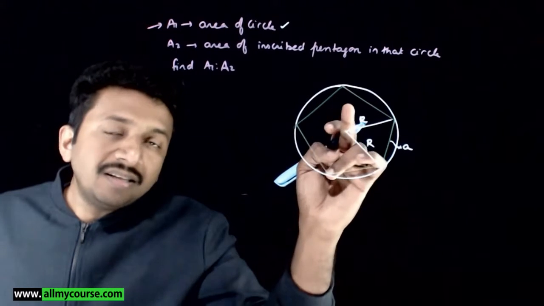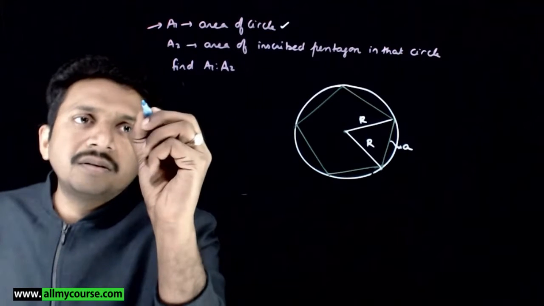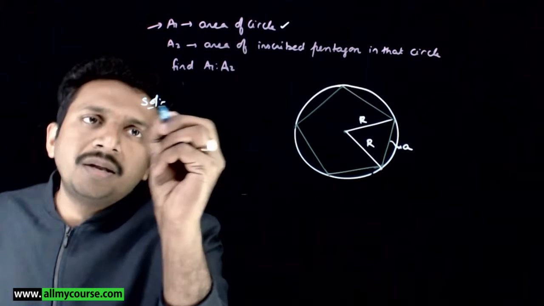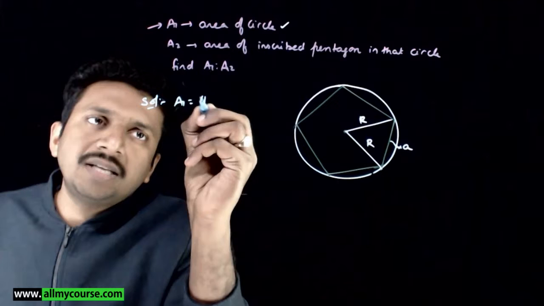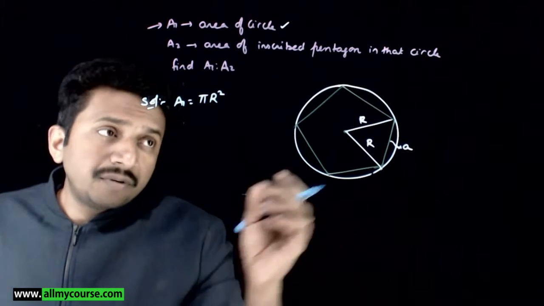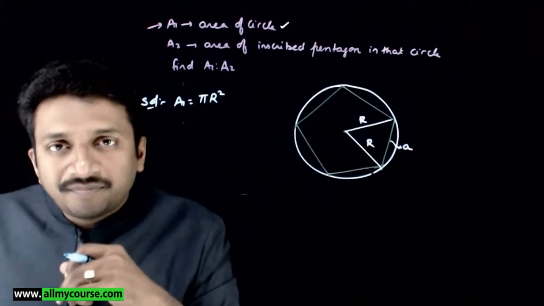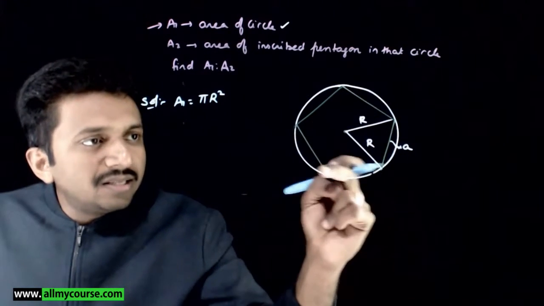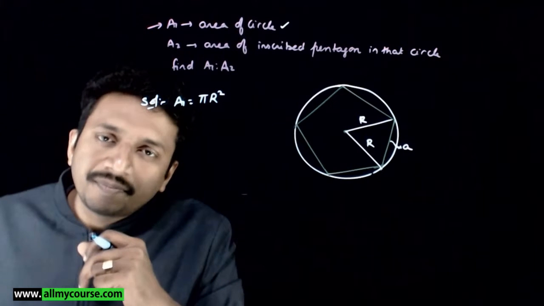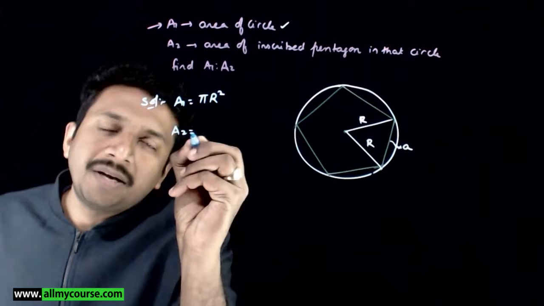So let us say that the radius of the circle be equal to R. So obviously A1, which is the area of the circle, is nothing but pi R square. Now, can I write the area of the pentagon in terms of R? So let us say that A is the side of this pentagon. Now, what is the area of the pentagon?